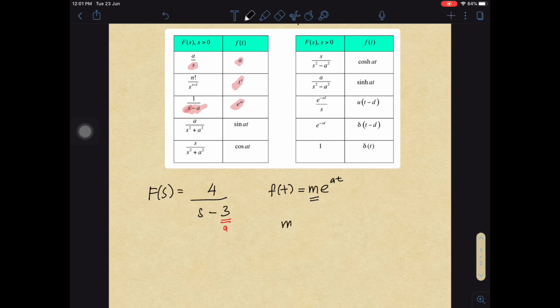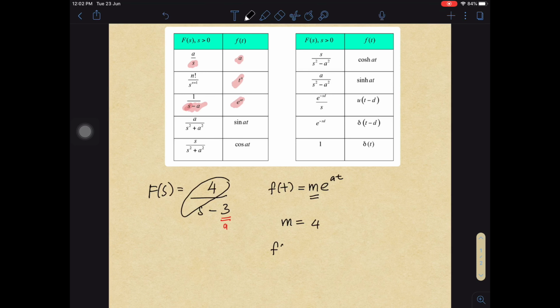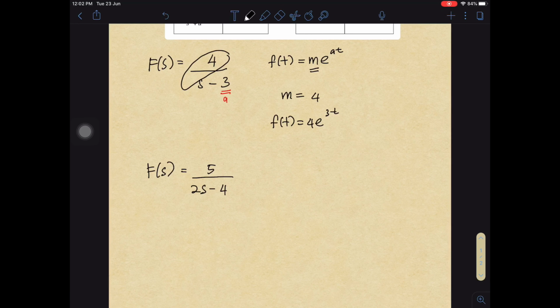The constant m will be equal to the constant that you have in your F(s). Okay, so now you have constant 4, therefore your f(t) will be 4 exponent, your a is 3t. Okay, you have your F(s) equal to 5 over 2s minus 4.